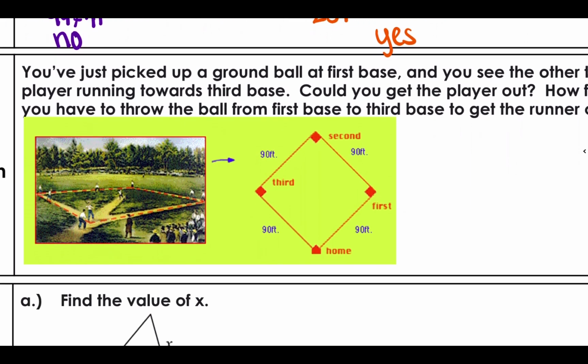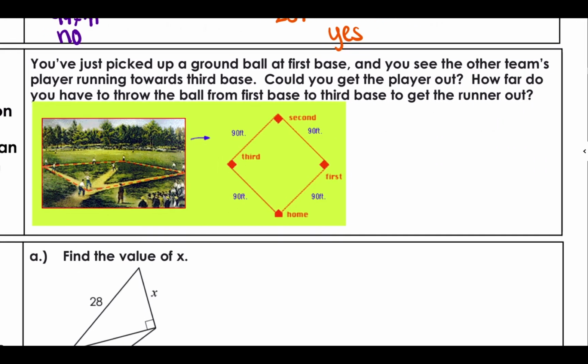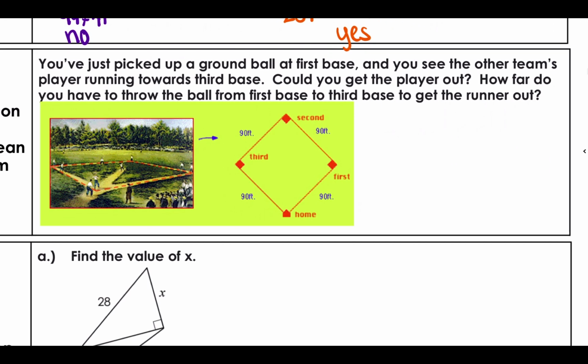Okay, so we have an application of the Pythagorean theorem. You just picked up a ground ball on first base. So we're right here on first base. You see the other team's player running towards third base. You have to throw the ball from first to third to get the runner out. So here's our little triangle. We're trying to throw from first to third. How far do you have to throw the ball from first to third base to get the runner out? So we're trying to find this length right here.